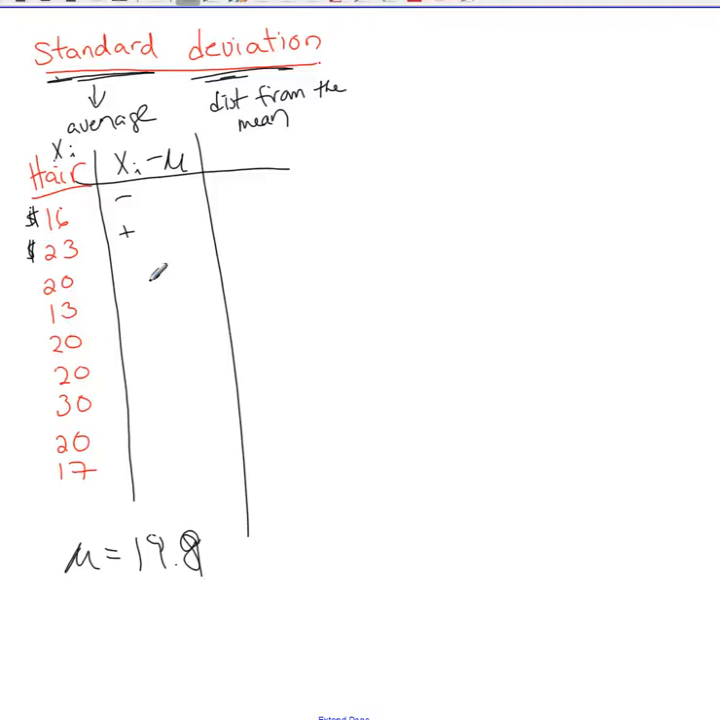But regardless, the standard deviation squares those numbers to get rid of the negatives. In fact, if you just take x minus the mean and add them all up, you're going to get 0. And we could test that out. Maybe we'll do that right now.